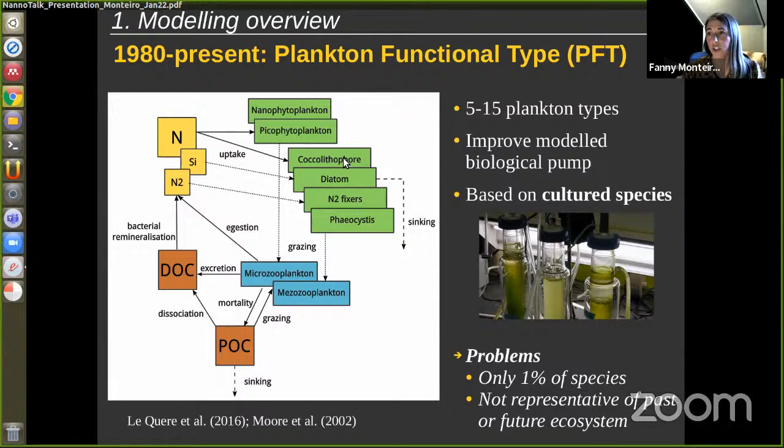So to add a coccolithophore, we take a species that we grow in the lab and look at how fast it grows in different light environments, different nutrient environments, different temperatures, and then those relationships are put into the model. The problem with this approach is that we can culture only very few, about 1% of the species that live in the real ocean. And those cultured species are not necessarily representative of past ecosystems or future ecosystems.